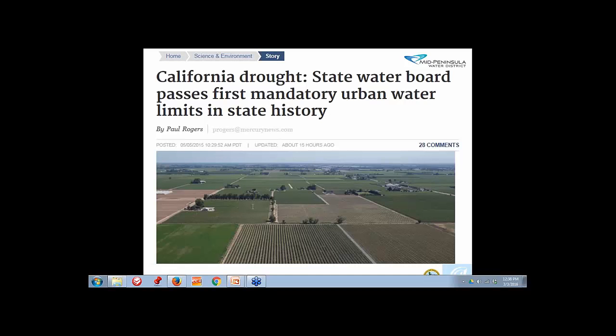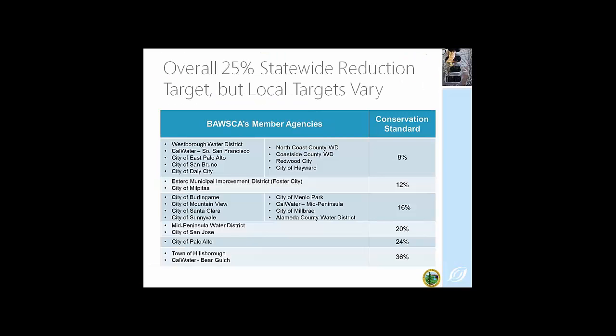With this in mind, and with no foreseeable end to the drought, Governor Brown made an executive order last April telling the state water board to implement the first ever mandatory urban water limit in the state's history. As we'll see on the next few slides, urban water limits include conservation standards for water suppliers and specific regulations for residents and businesses. The goal of these standards and regulations is to reduce California's water usage on the whole by 25%.